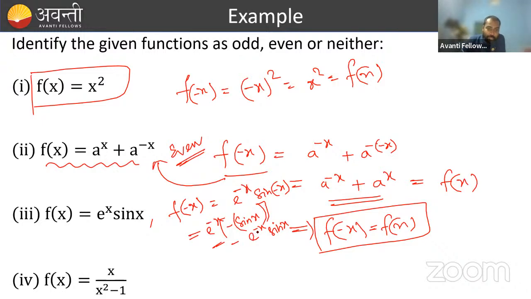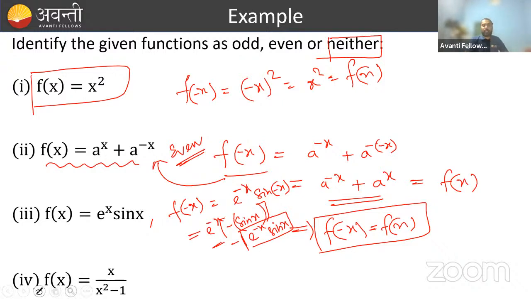Here we are getting e to the power minus x, right? If we had got e to the power x, then we could say it is an odd function. But here we are getting e to the power minus x. So it is neither even nor odd. Okay? Clear everyone? Neither even nor odd. Clear? Zenvi Gandhinagar, it is clear, right?